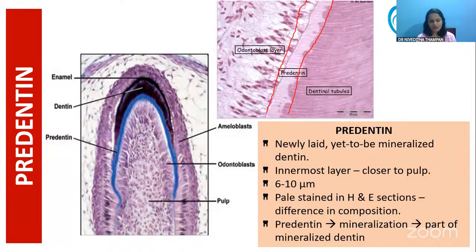It is very easy to identify predentine using special stains, because if you stain the whole tooth, the predentine alone will stand out in blue color. It is usually pale stained, or if you are using a special stain, a blue color stain like this can appear.